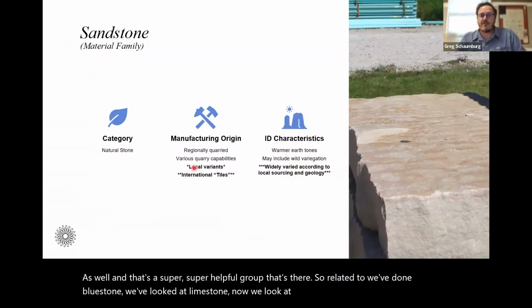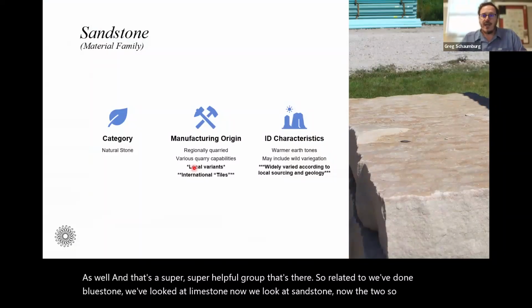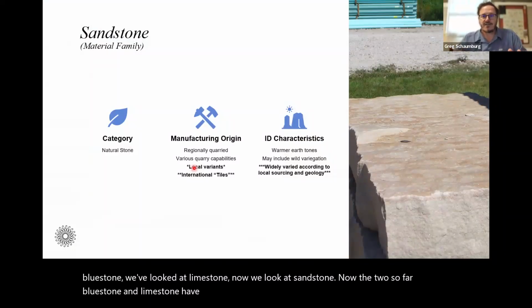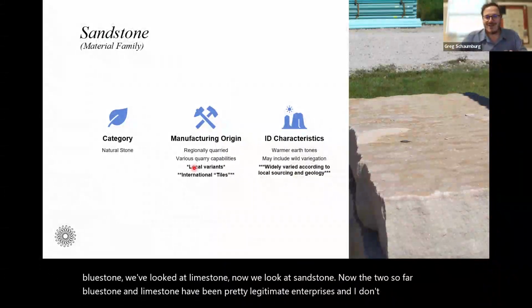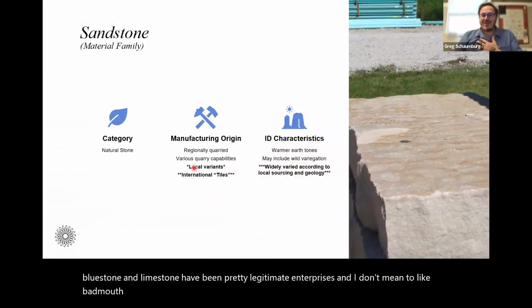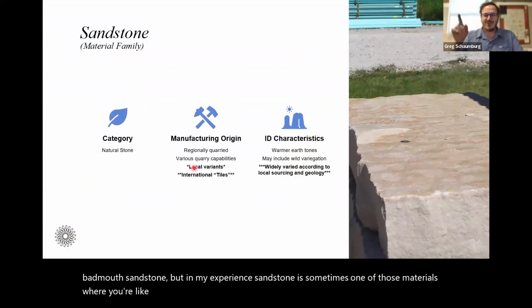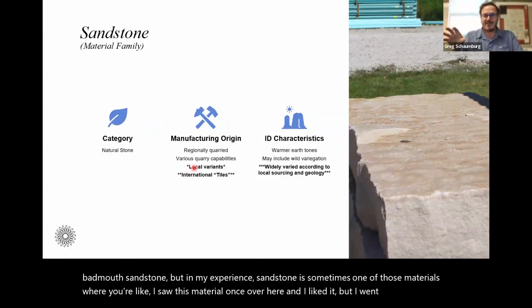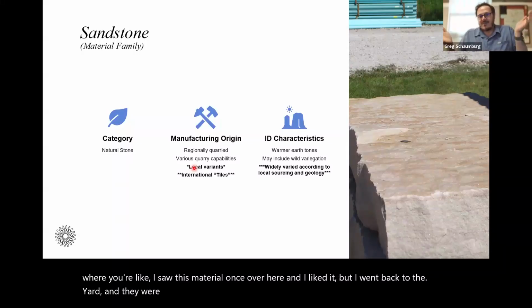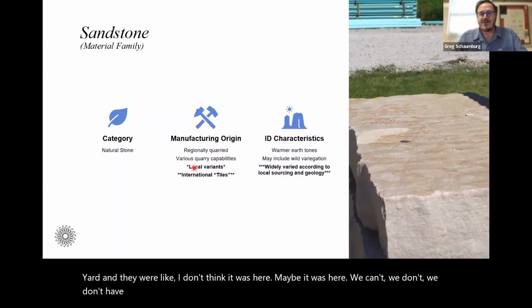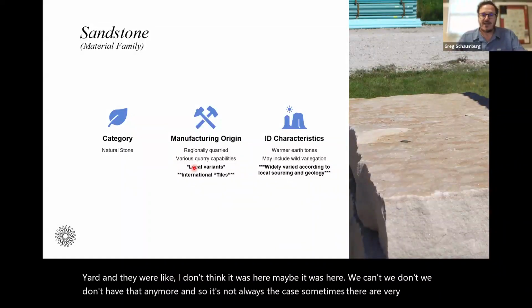Now the two so far, bluestone and limestone, have been pretty legitimate enterprises. And I don't mean to badmouth sandstone, but in my experience, sandstone is sometimes one of those materials where you're like, I saw this material once over here and I liked it, but I went back to the material yard and they were like, yeah, I don't think it was here. Maybe it was here. We don't have that anymore. And so it's not always the case. Sometimes there are very, very predictable supplies of it.